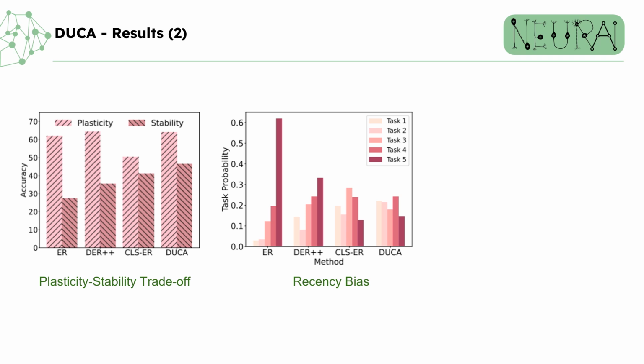Recency bias is a behavior in which the model predictions tend to be biased towards the current or the most recent task that it learned. Again, as shown, ER and DER++ tend to incline most of their predictions towards the classes seen in the last task, thus creating a misguided bias. DUCA shows a more uniform distribution across all the tasks.